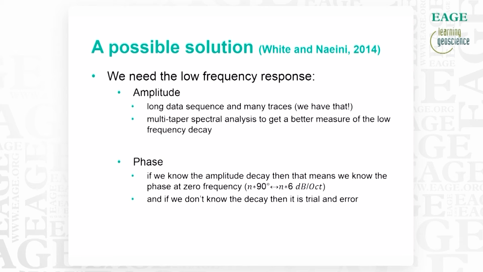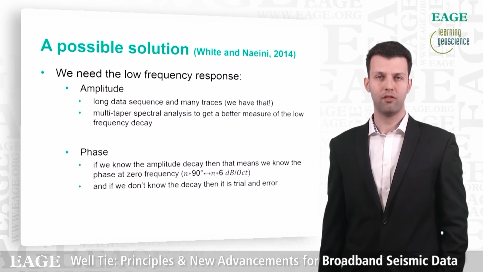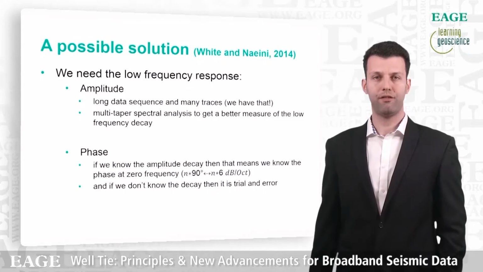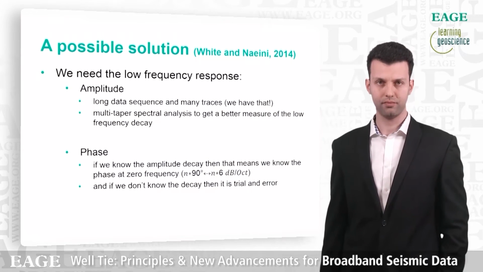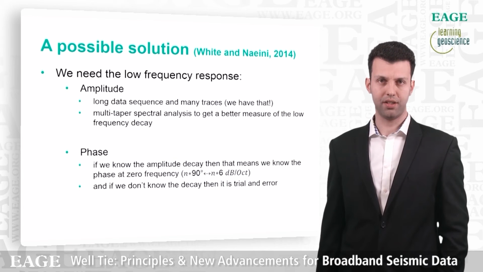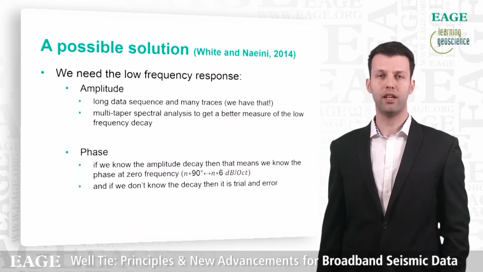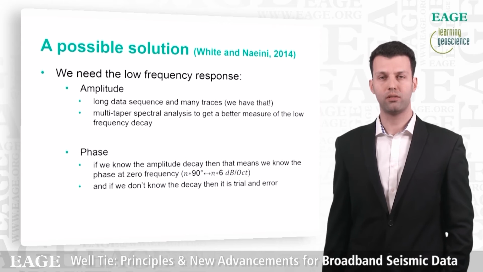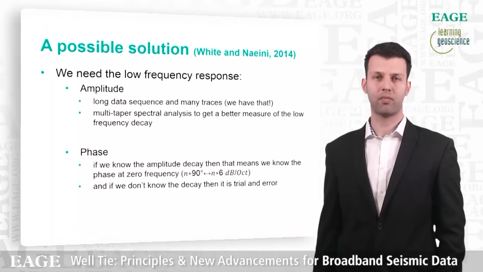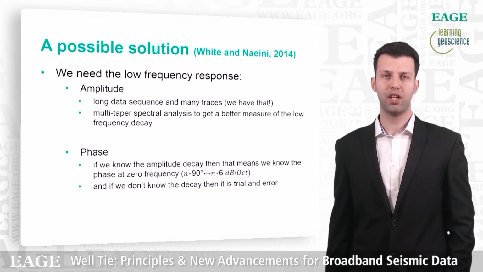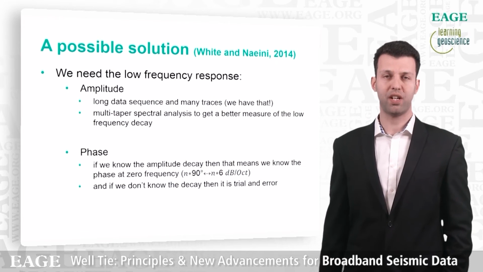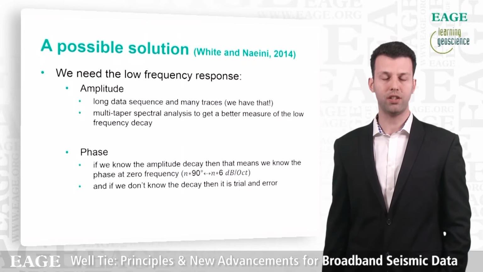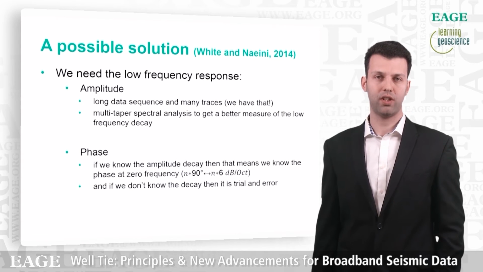If the decay is 6 dB per octave, that means from the corner frequency, the phase terminates at 90 degrees at 0 Hz. And so on, you can increase the N, and the phase behaves correspondingly. If we don't know the phase, really it's trial and error. We have to estimate the impedance perhaps at the well location and fine-tune the phase spectrum so that we get the best match.